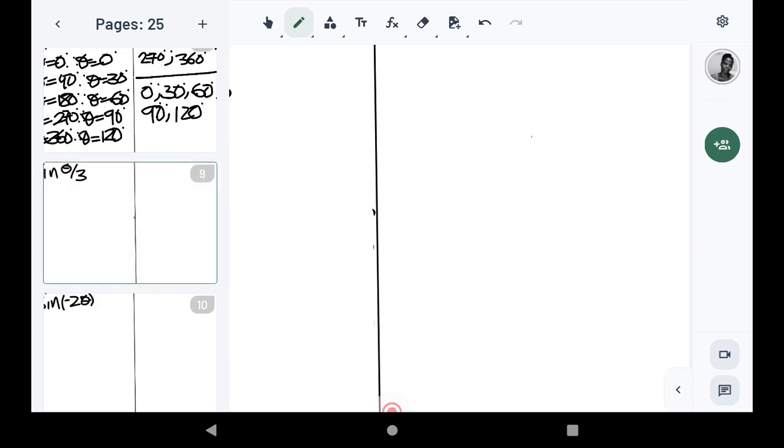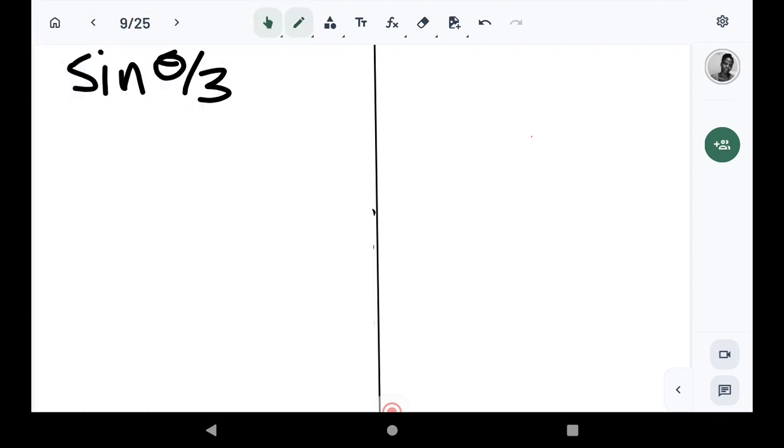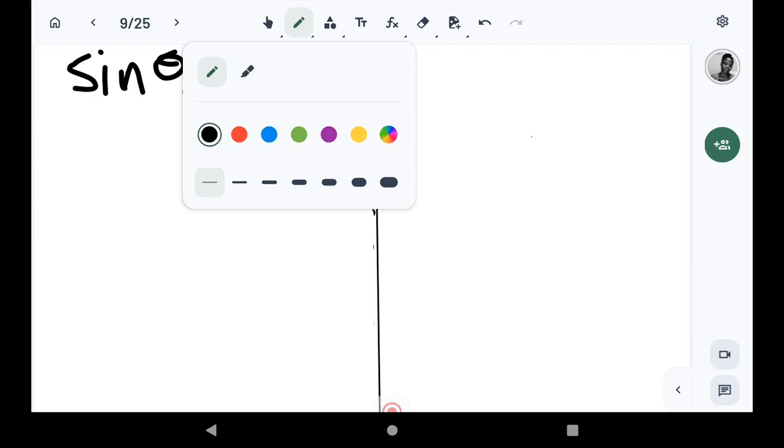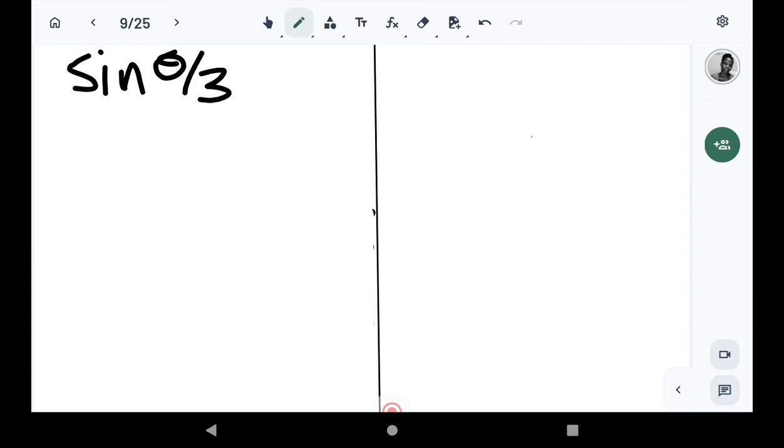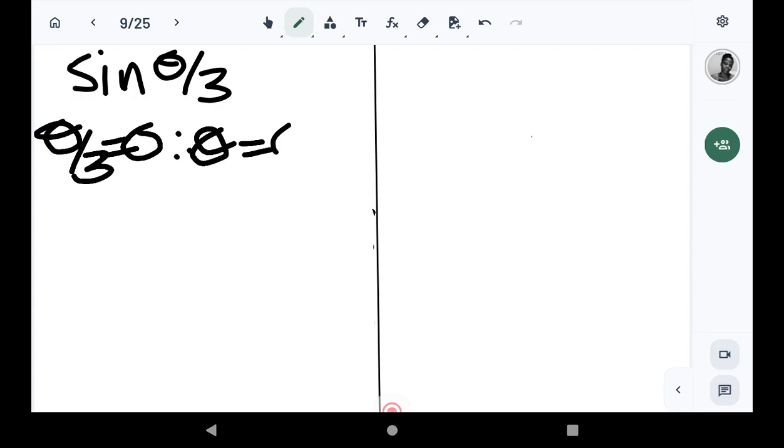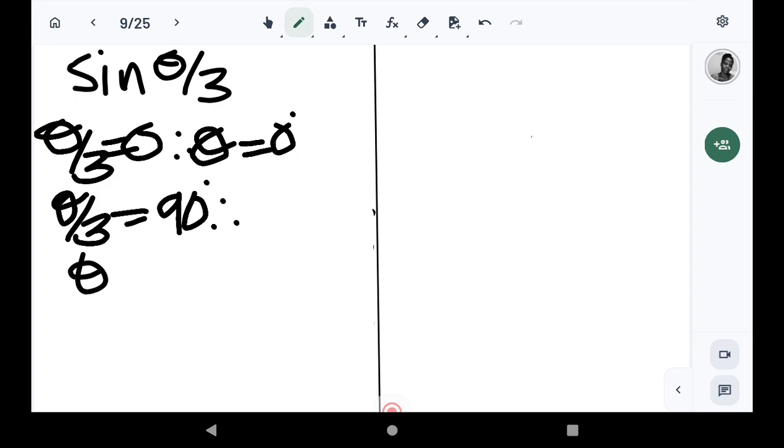The next graph is sine of theta over 3. And that gives us, okay, let's do the critical points again. Critical points, important. Theta over 3 equals 0, therefore theta equals 0. Theta over 3 equals 90 degrees, therefore theta equals 90 times 3, that is equal to 270 degrees.